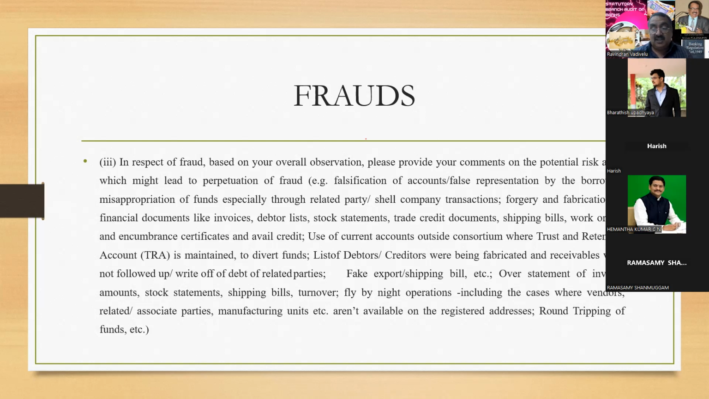Use of current accounts outside the consortium where trust and retention account is maintained to divert the funds. Lists of debtors and creditors being fabricated, receivables not followed up, or return of debt related parties, fake export bills, shipping bills, that is all Hawala transactions, and overstatement of invoice amount, stock statement, shipping bills, turnover, fly-by-night operations, including the cases where the vendors, related associate parties, manufacturers are not available at the registered office. That means they are producing dummy vouchers.